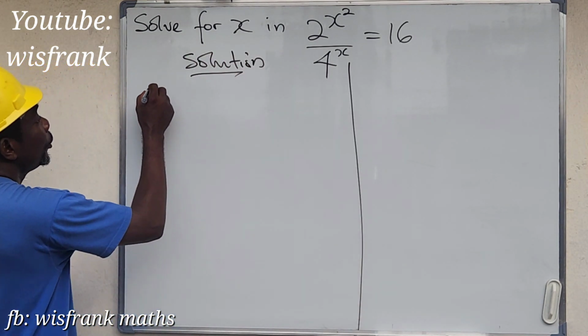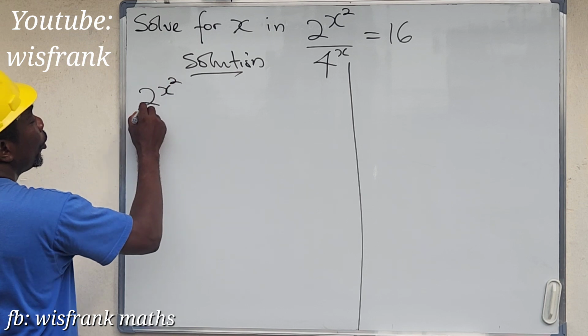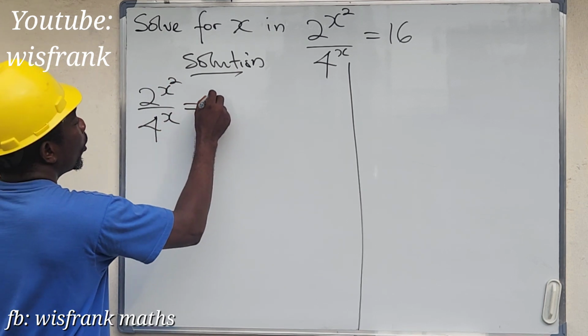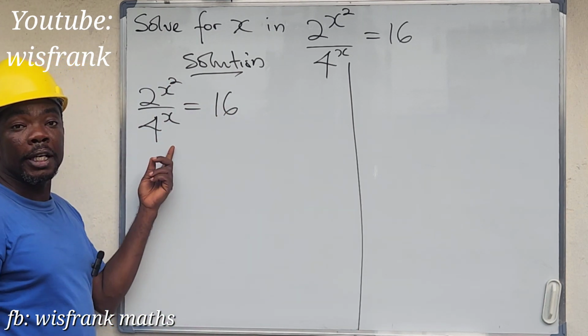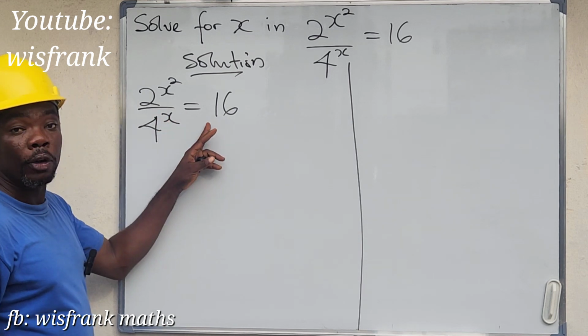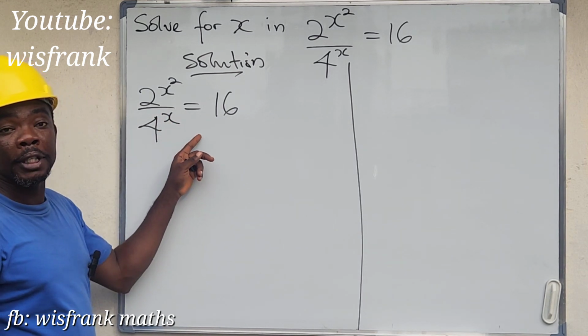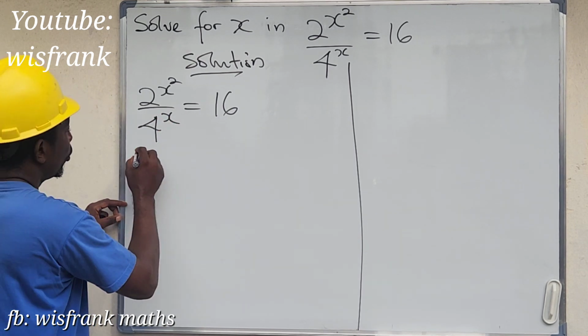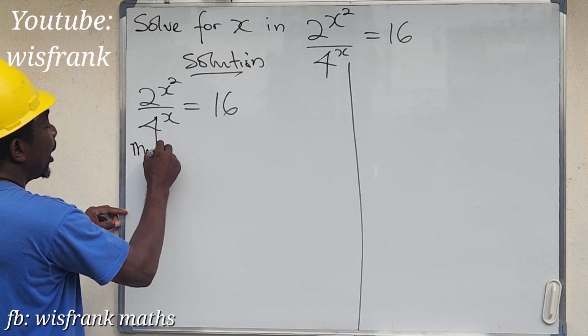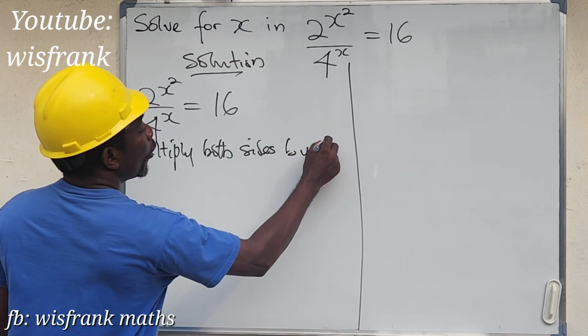Then we are given 2 raised to the power of x squared all over 4 raised to the power of x equals 16. So in this case, we have a fraction here. All we are going to do is multiply both sides by 4 raised to the power of x. So what we are going to write is multiply both sides by 4 raised to the power of x.